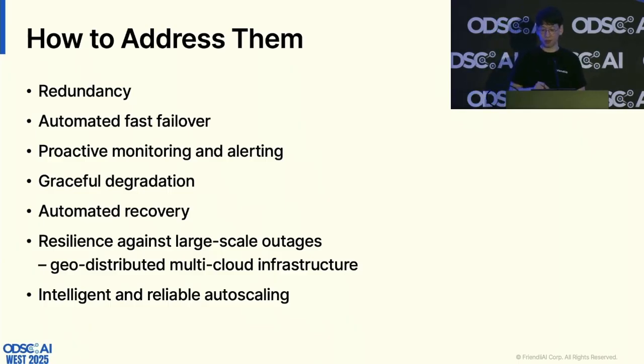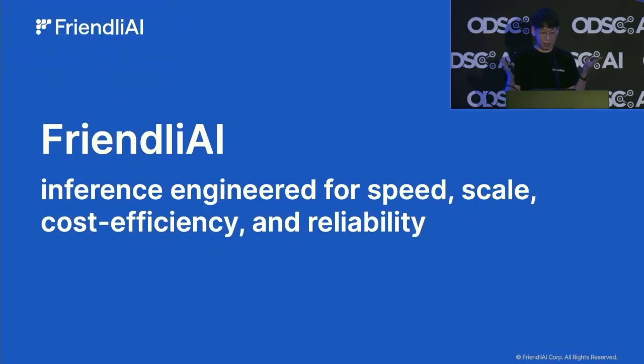Resilience against large-scale outages. Even cloud vendors can fail, so with geo-distributed multi-cloud infrastructure, the inference services remain operational even in the face of large-scale outages. And lastly, intelligent and reliable auto-scaling. Rapid, reliable auto-scaling handles sudden traffic spikes, ensuring stable and predictable service. So that's a lot. If you don't want to deal with all that, Friendly AI is for you.